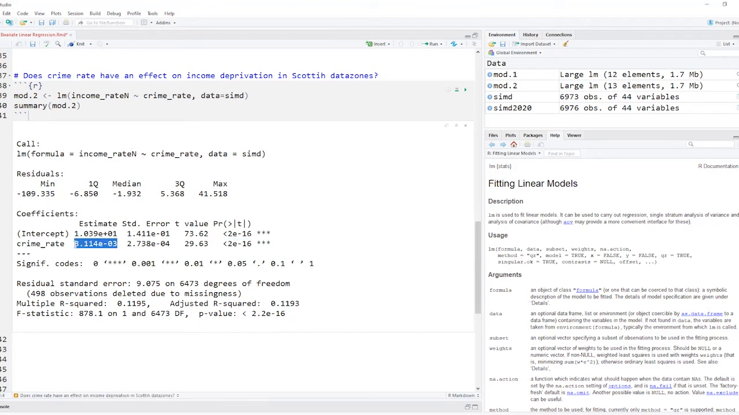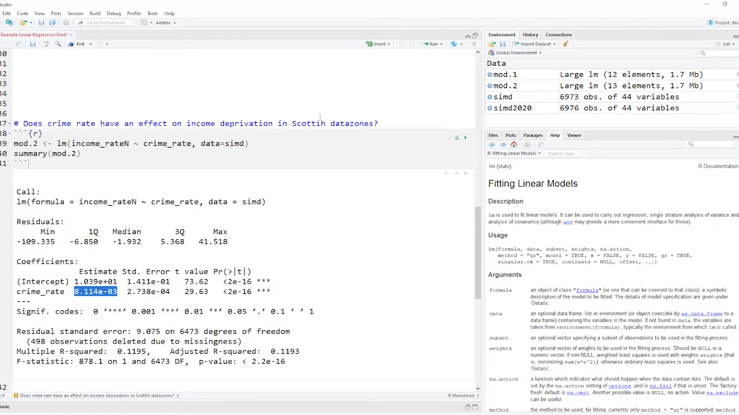The estimate is 8.114 E minus 03. This means that we need to move the decimal place 3 times or add in 3 zeros at the beginning. We can therefore conclude that crime does have an effect on income deprivation in Scottish data zones. For a 1-point increase in crime rate, we can expect income deprivation to increase by 0.008, or you could say as crime rate increases in Scottish data zones, we can expect income deprivation to increase. However, the increase is really small.